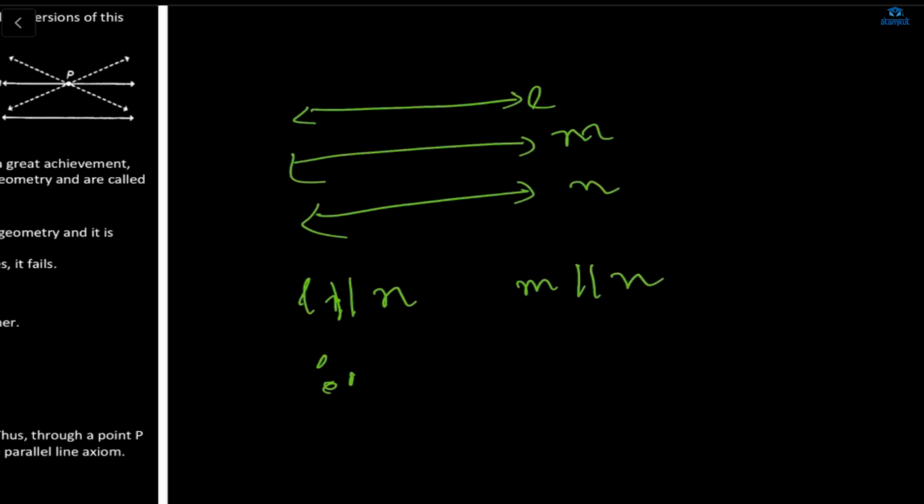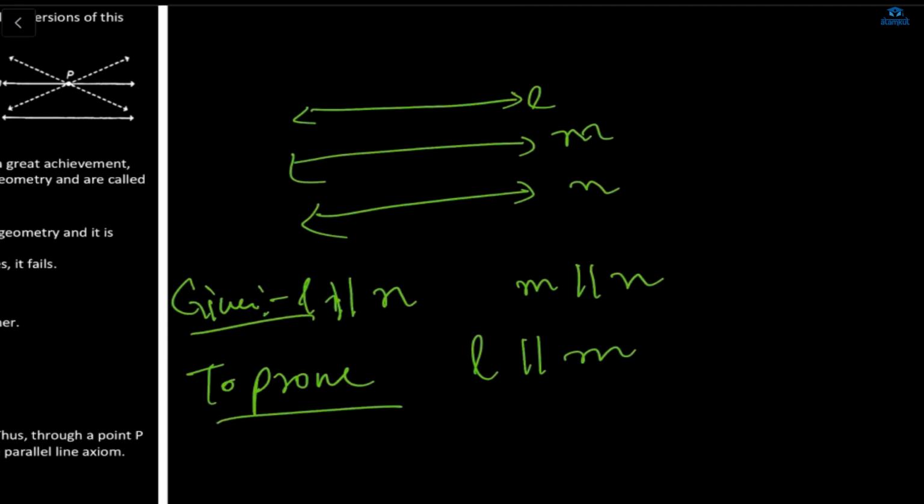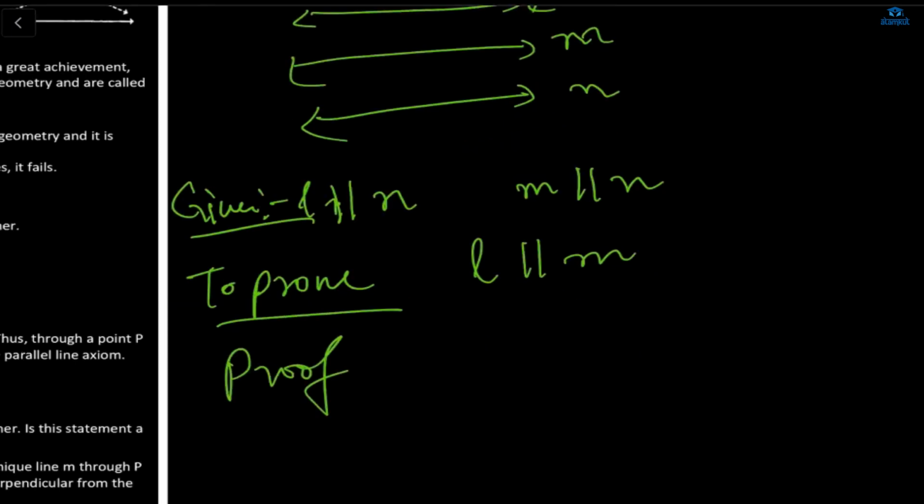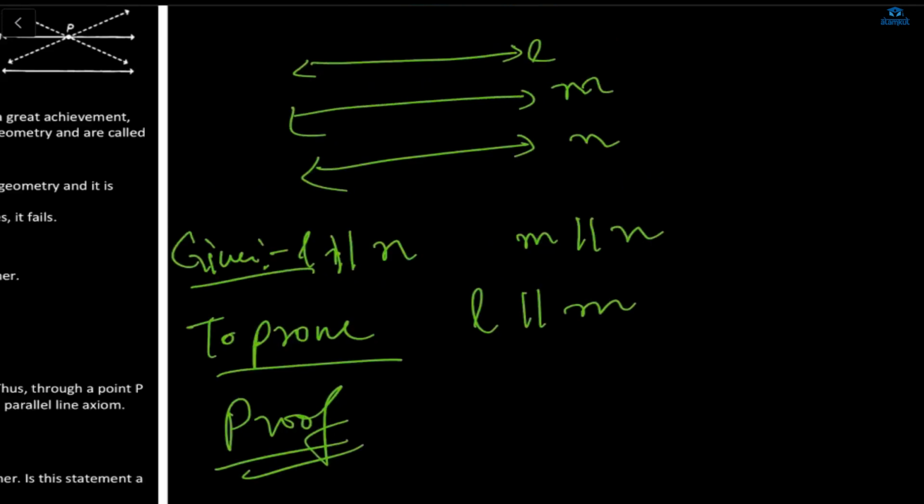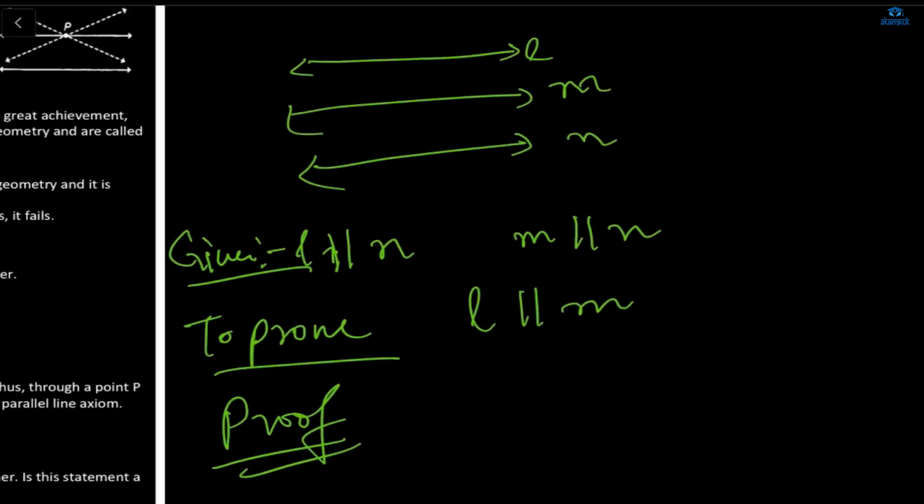Therefore, L should be parallel to M. You have to prove that. Now, how can you prove? L is parallel to N and M is parallel to N. So we have to prove that L is parallel to M. Now suppose that L is not parallel to M.